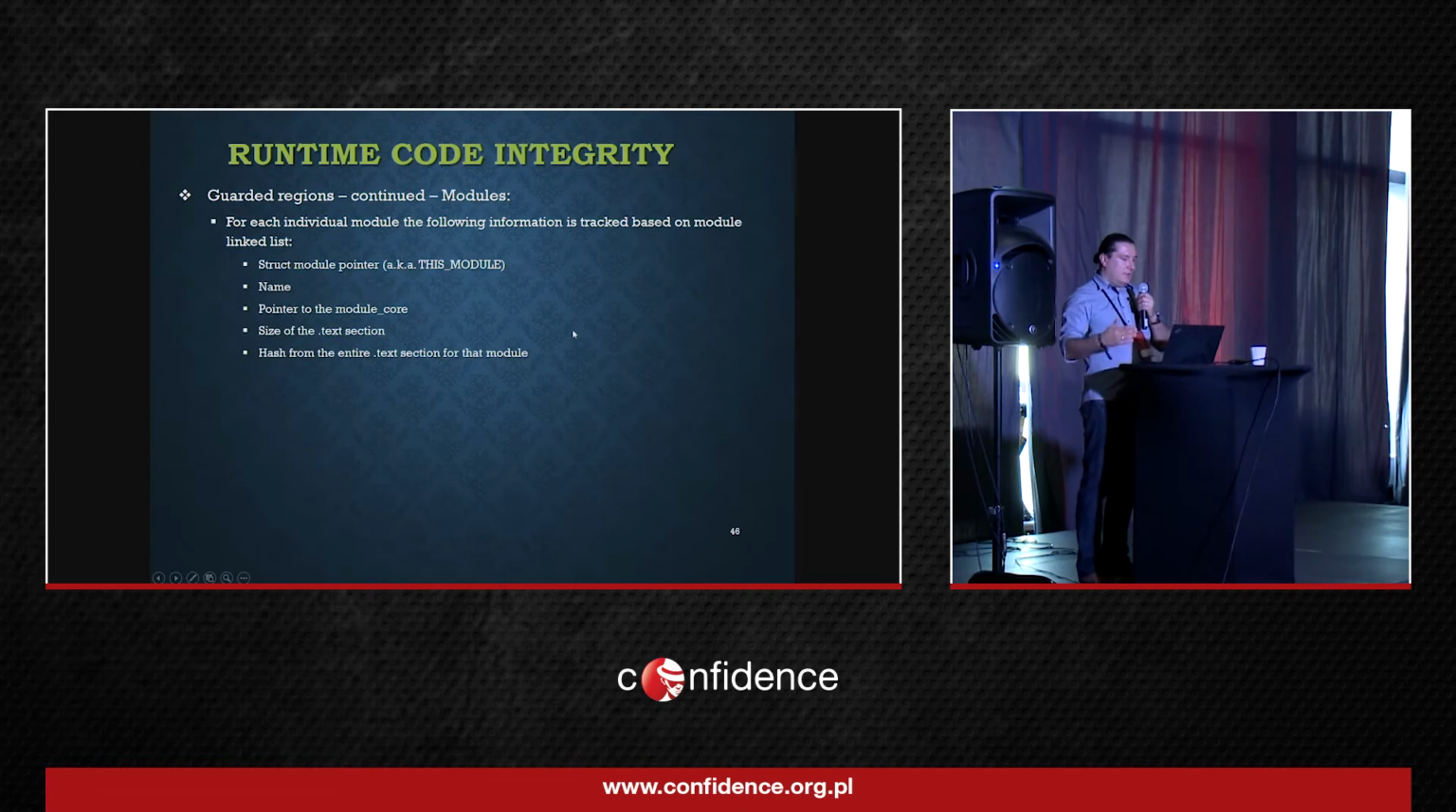So the question is how these modules are being tracked and discovered in the system. First of all, each individual module is found by walking the internal module linked list, and based on this information from the module linked list in the kernel, it will gather information like the structure pointer to itself, which is known as this module, the name of the module, the pointer to the module core structure, and the structure itself too, the size of the text section, and it also calculates the hash for the entire text section of the module itself.